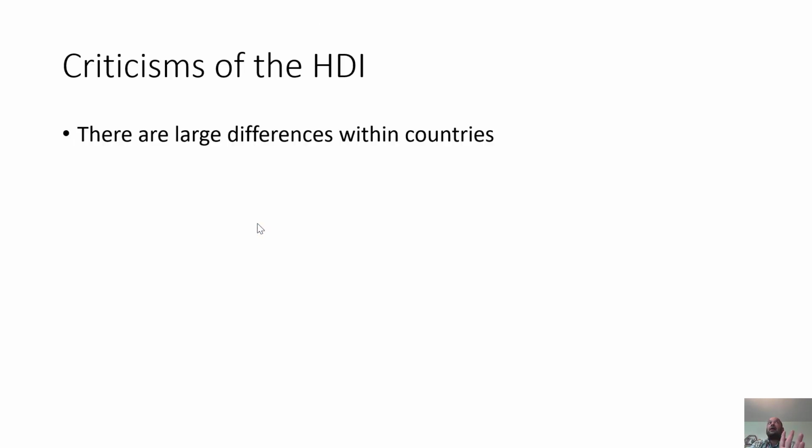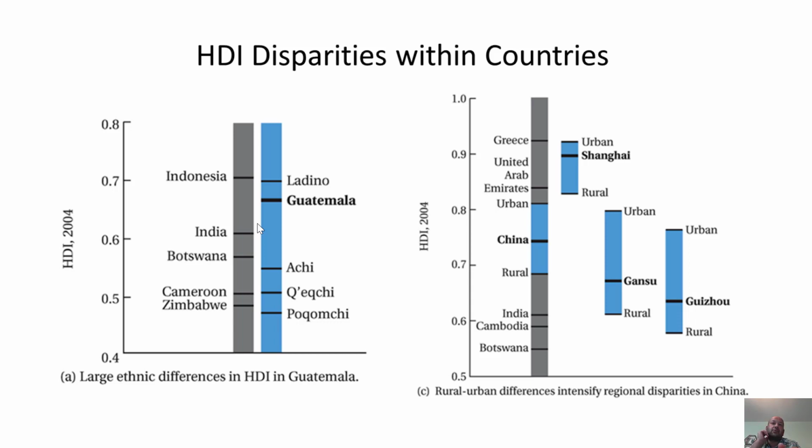So the HDI is certainly an improvement upon GNI, but it's not perfect. And there are some pretty valid criticisms of the HDI. So first off, it is a single number for the entire country. But of course, there's a lot of differences within countries. So I want to show you two different tables here.